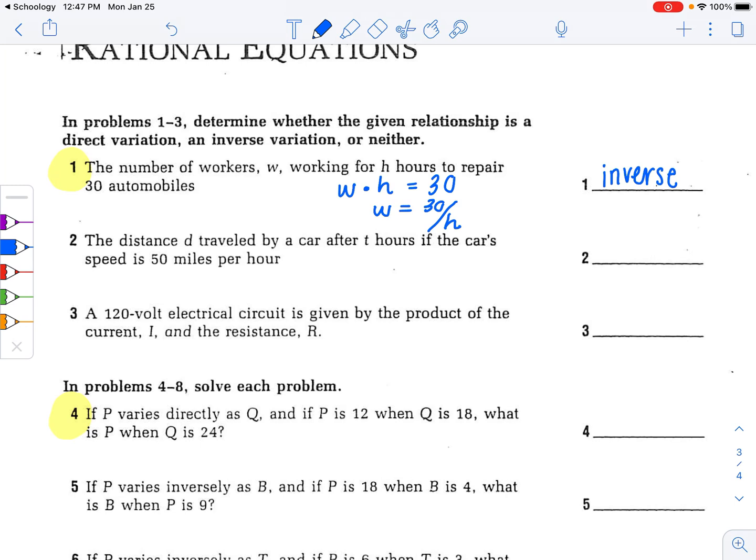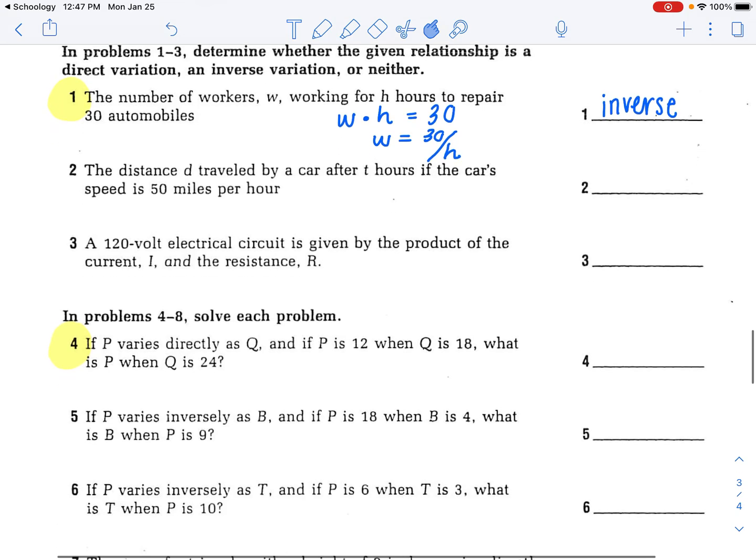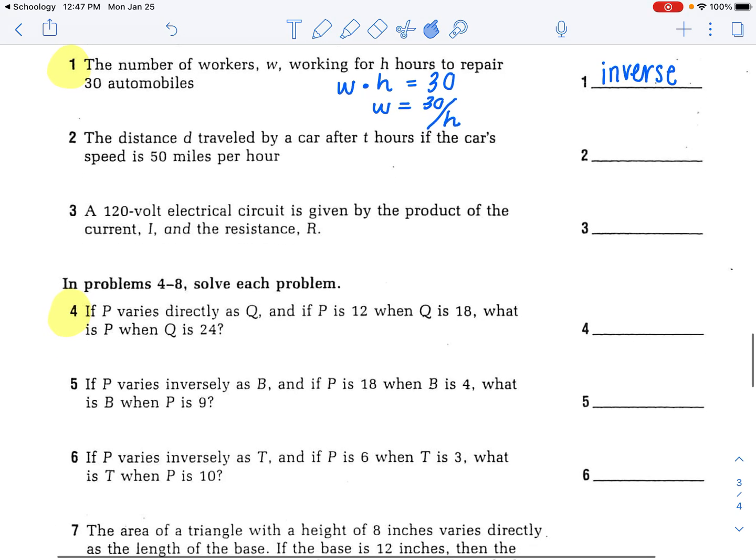It doesn't matter which variable you solve for in this problem, as long as you have one variable in terms of a constant with some kind of operation. So we'll do that with 1 to 3. Then 4 to 8 involves actually solving. So the first thing you have to do is set up the equation, and then we'll plug in some values.